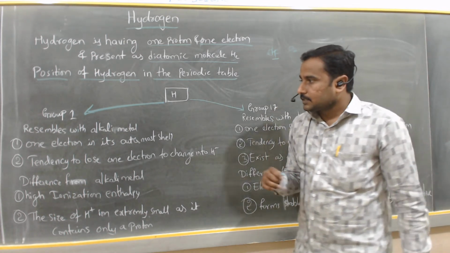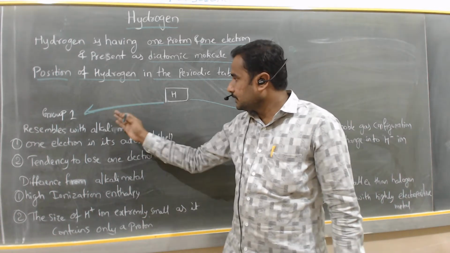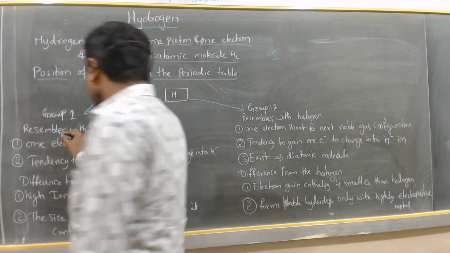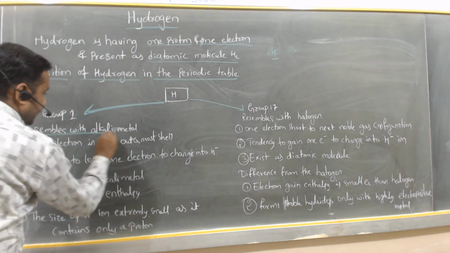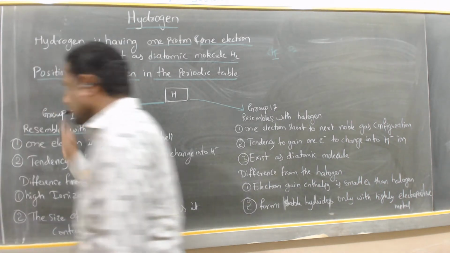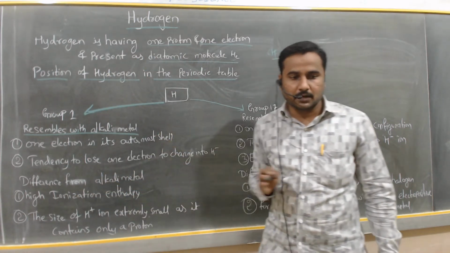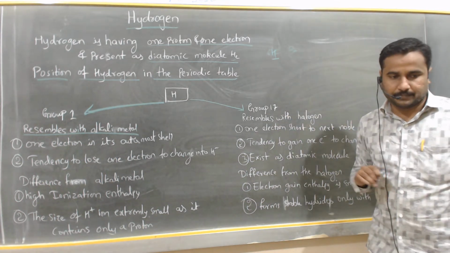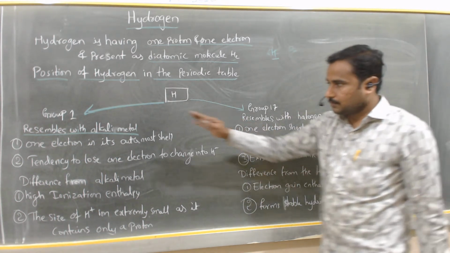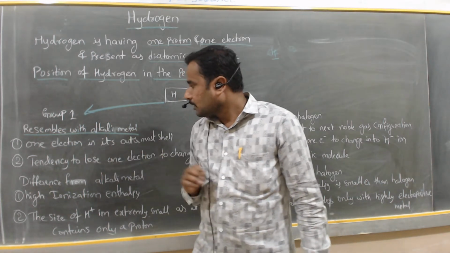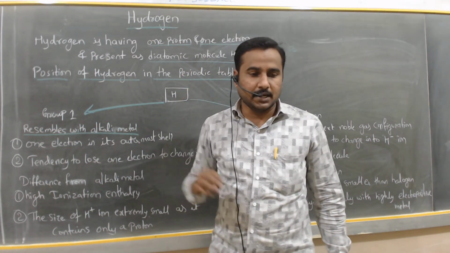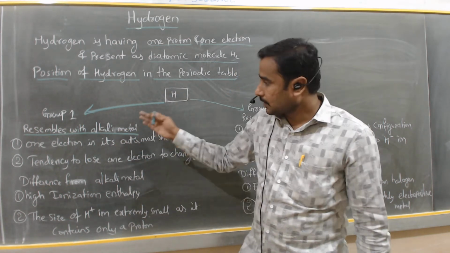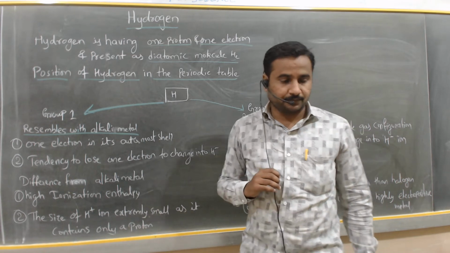So what are the similarities between hydrogen and the group 1 elements? I have written here that it resembles the alkali metals. The group 1 elements we call alkali metals, the group 2 we call alkaline earth metals, and group 17 is called the halogen family. So first I will discuss the resemblance with the alkali metals. What are the similarities between the alkali metals and hydrogen?